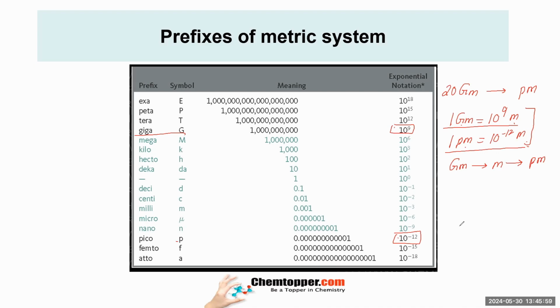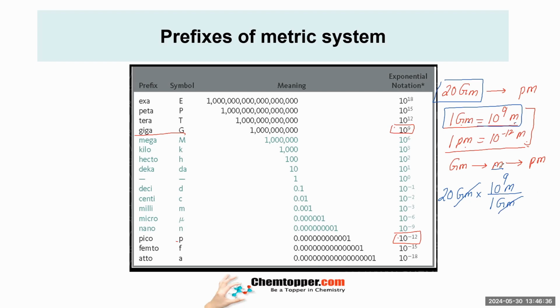How? Let's see. Start with what is given to you. So what is given to us? 20 gigameter. Start with that. Convert this gigameter to meter using this ratio. What do you want? Meter. Take this meter in the numerator, gigameter in the denominator, so that gigameter and gigameter cancel and your answer is in meter. Don't do calculation. We'll do only the final calculation.